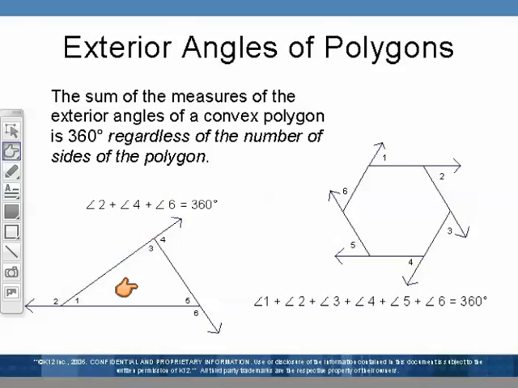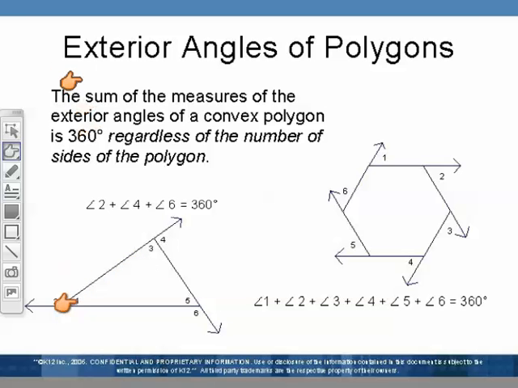So if you're given a problem like this triangle down here, we can see 3 angles in the triangle. All you would have to do is say the 3 angles, minus 2. 3 minus 2, that's 1. 1 times 180. The interior angles add up to 180 degrees.